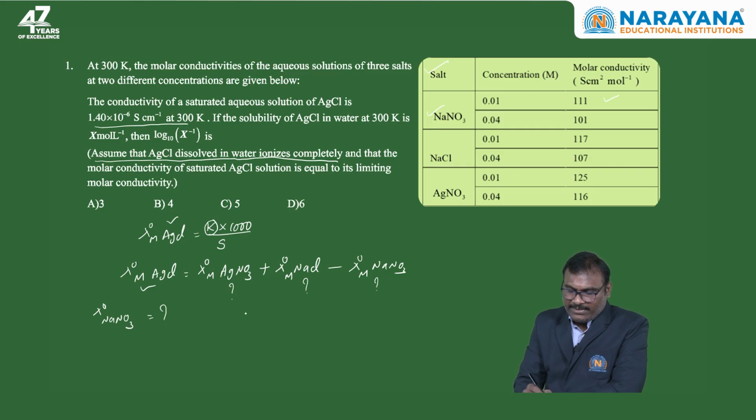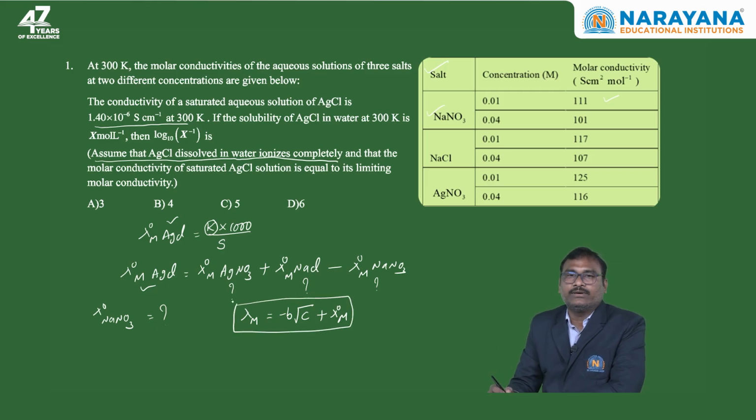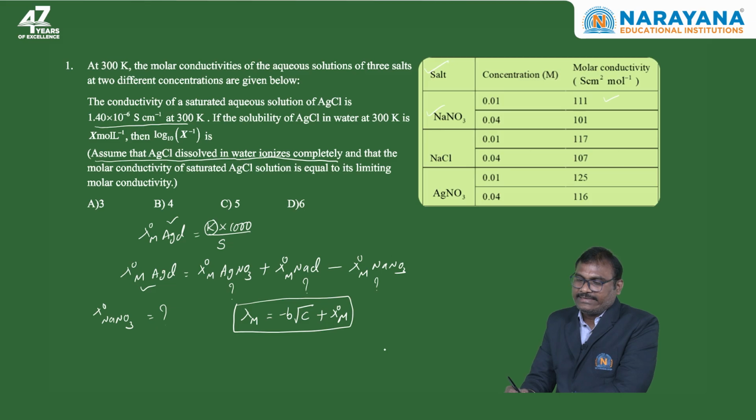According to the Debye-Huckel-Onsager equation, lambda m at a given concentration is equal to minus b root c plus lambda naught m. We have molar conductivities at 0.01 and 0.04 for all the 3 salts. Substitute one by one.